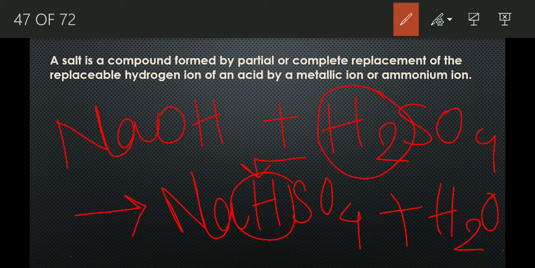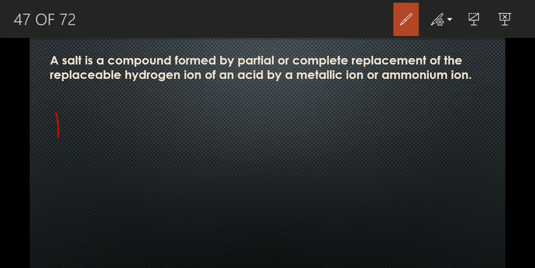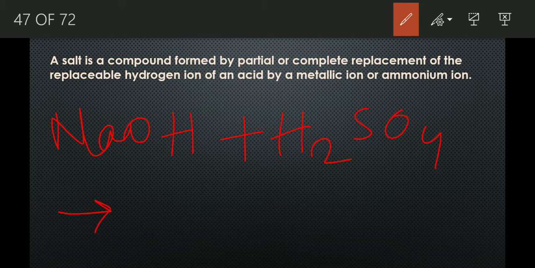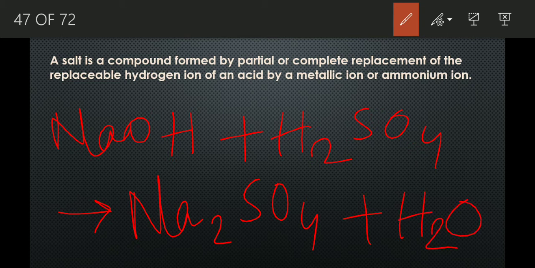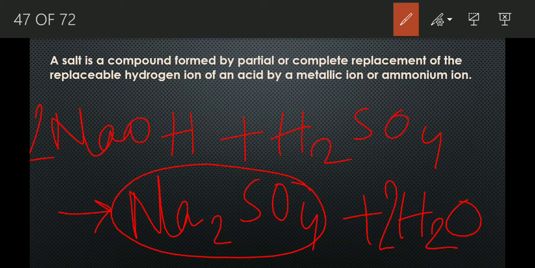That means partial replacement. Now, with the same reactants, NaOH and H2SO4, a salt can be formed with the complete replacement of the replaceable hydrogen ion, and that salt is sodium sulfate plus water. Let me balance the equation. In this case, the salt which is formed, sodium sulfate, doesn't contain any replaceable hydrogen ion. That means both the hydrogen ions present in H2SO4 are totally replaced. So this salt is formed by the complete replacement of the replaceable hydrogen ion.